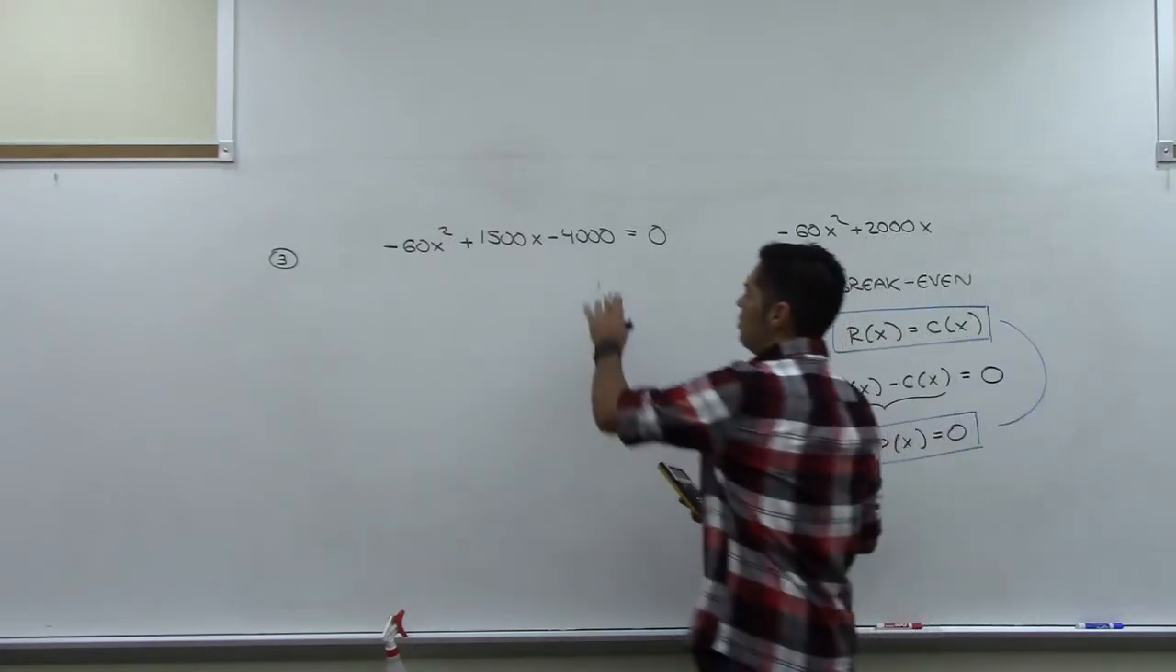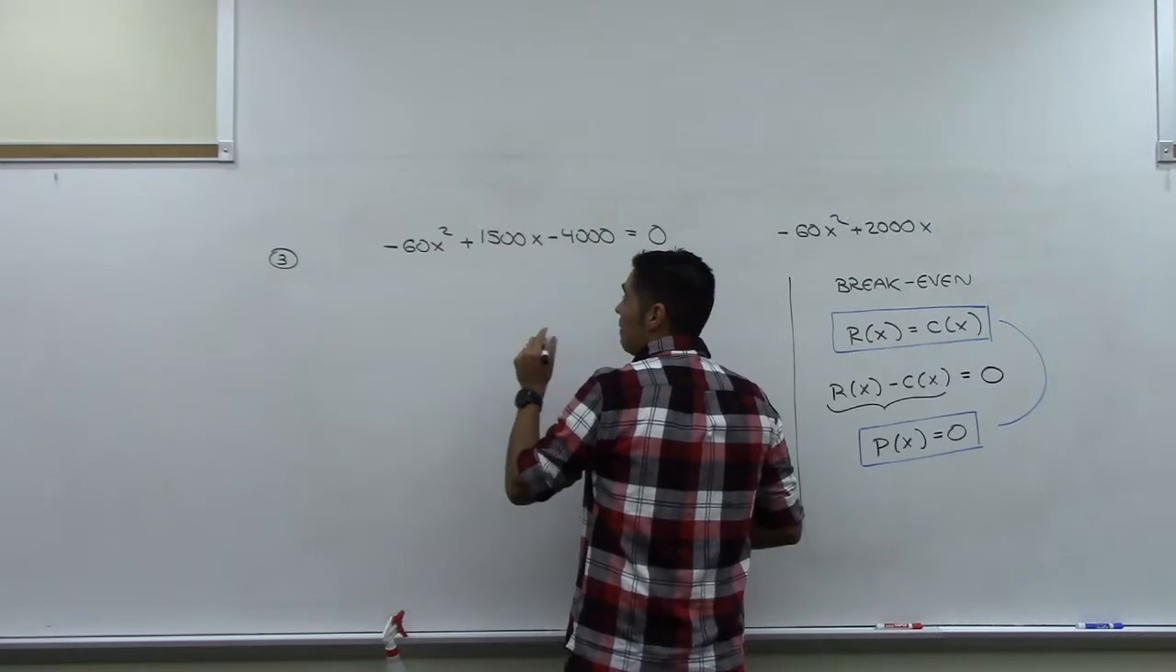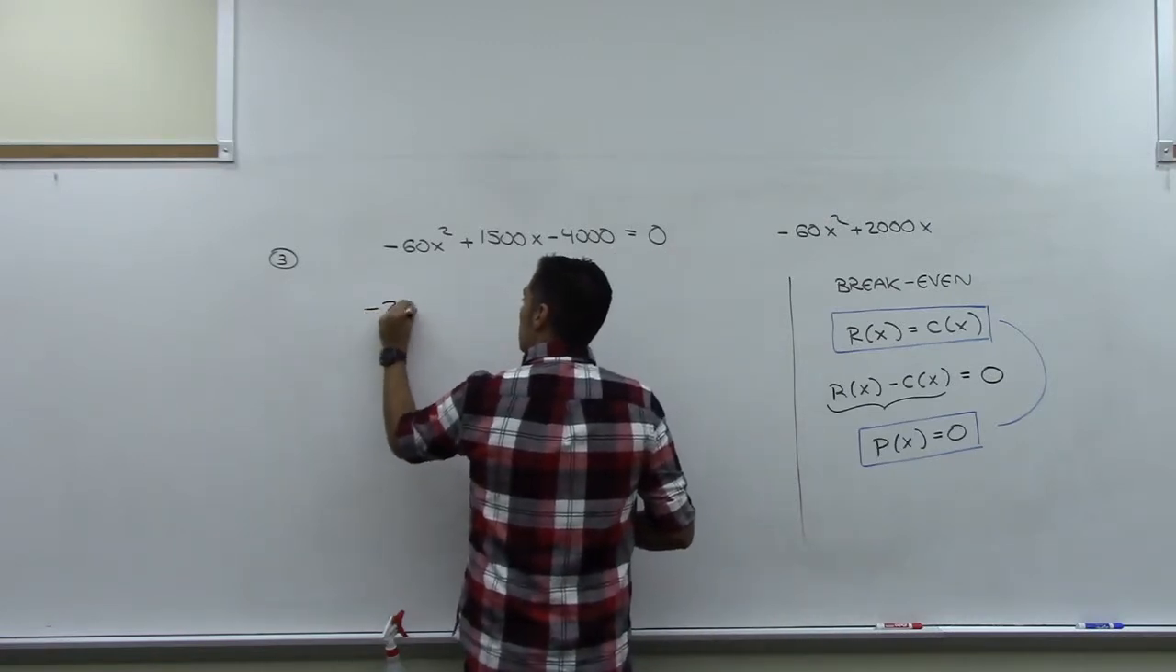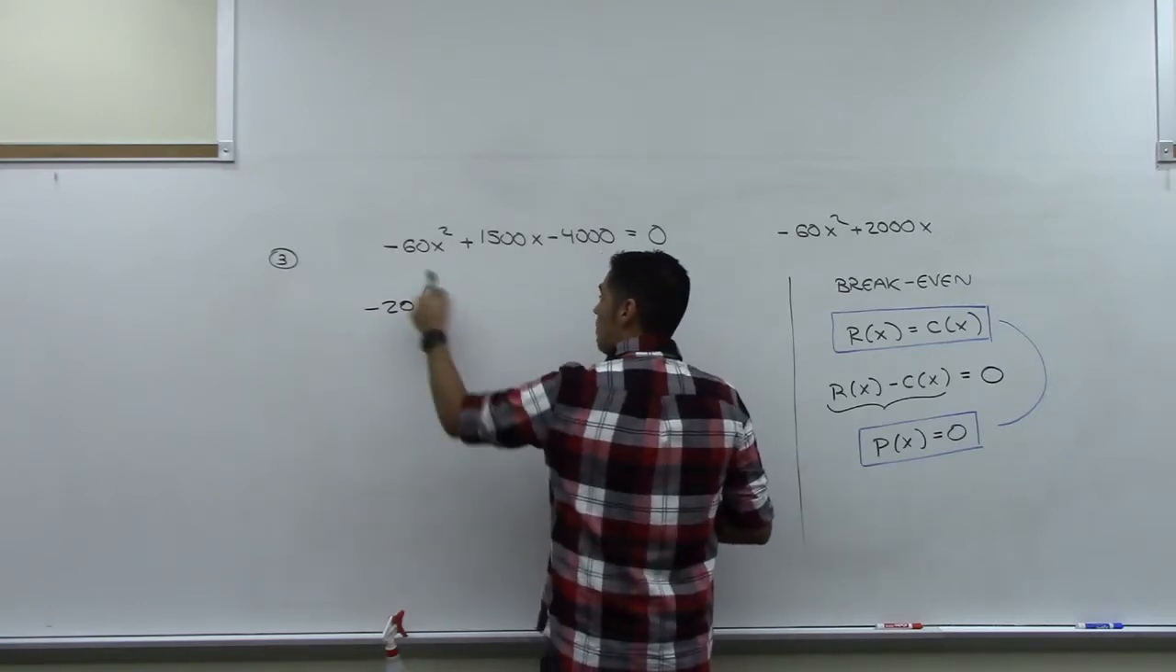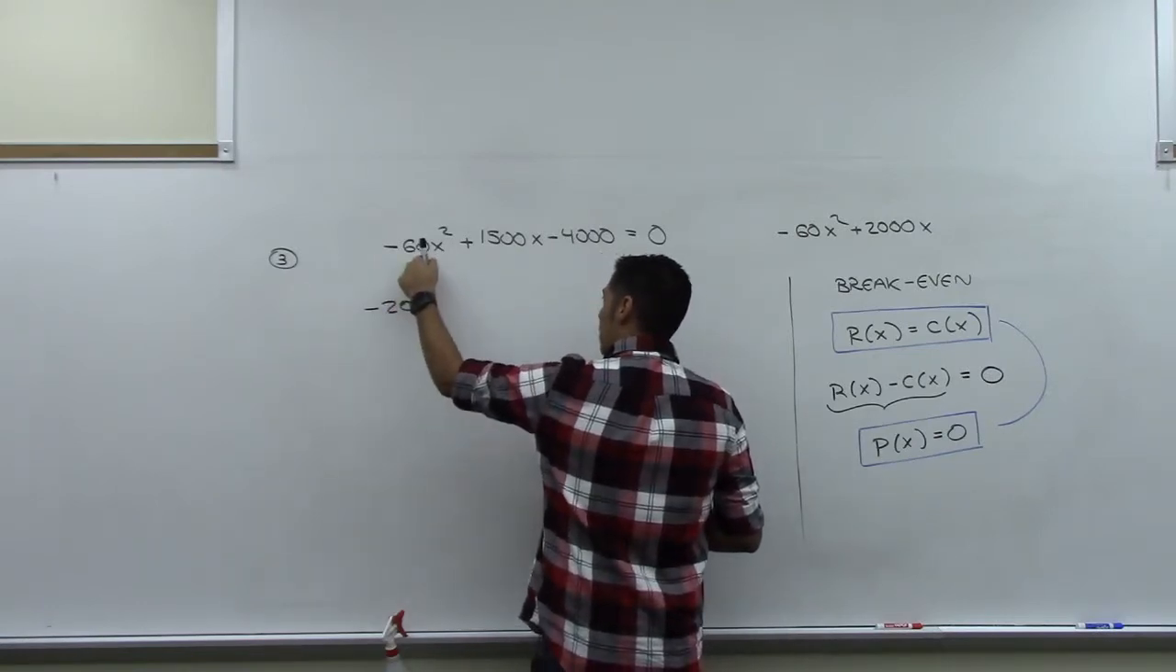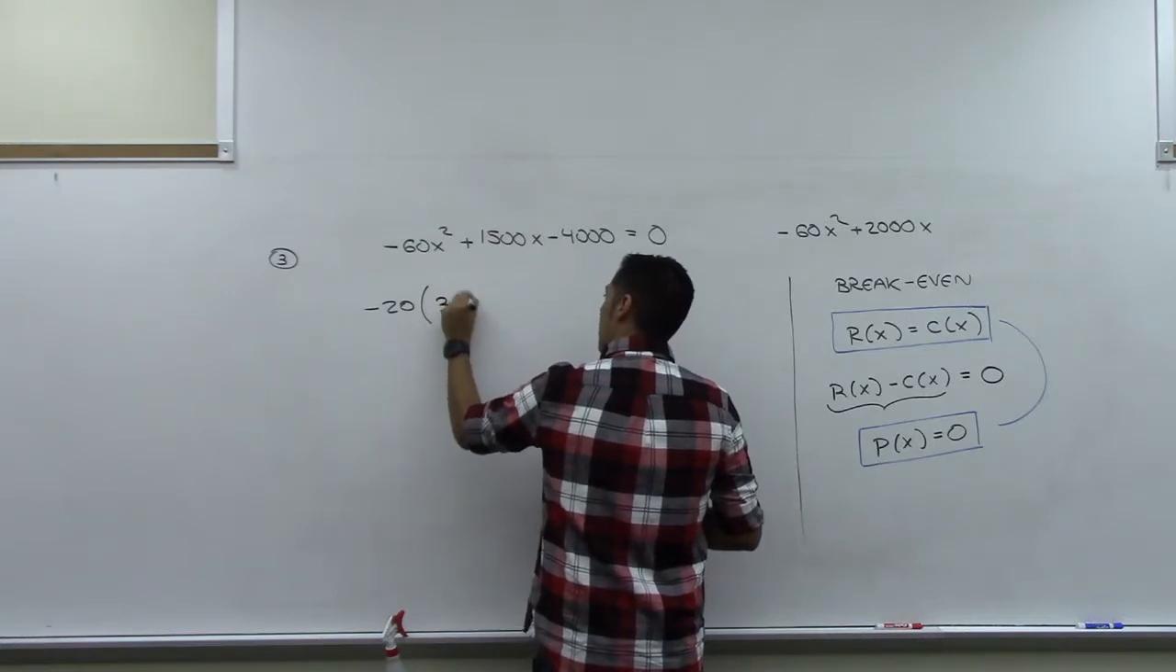Yeah, 20 goes into each of these. So watch what I'm going to do. I'm actually going to factor out a negative 20, because I do not like a negative on that first term. And then let's see what we would have left. Negative 20, I'd have to multiply by 3 to get that, okay?